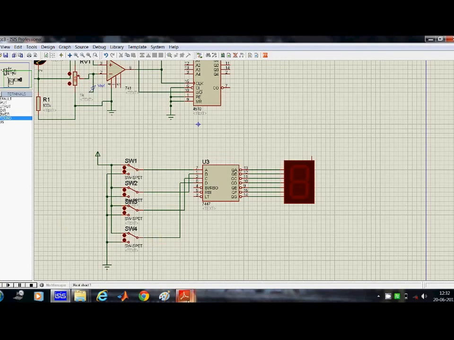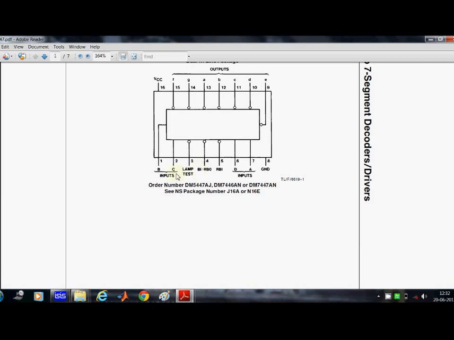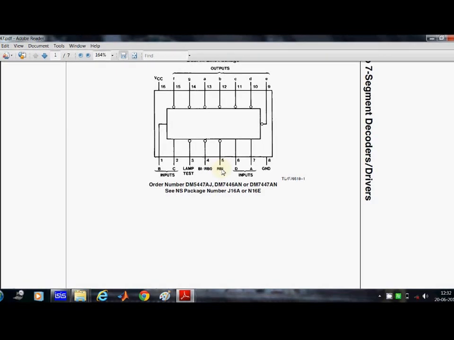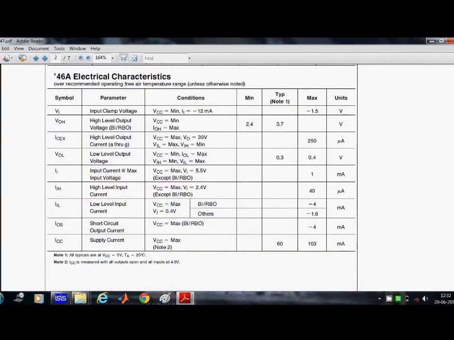Okay, we'll first go and visit the data sheet, because it is an important part. See, there are 3 more pins which I have not discussed yet. That is the lamp test. This BI means blanking input, RBO means ripple blanking output, and RBI means ripple blanking input. So we'll refer to the truth table of this IC.